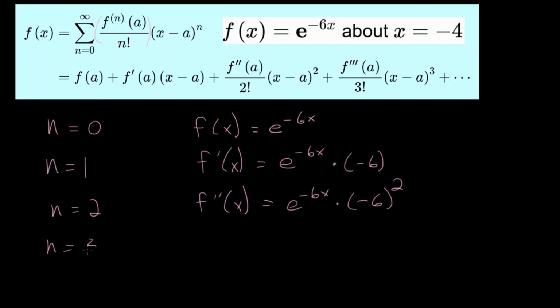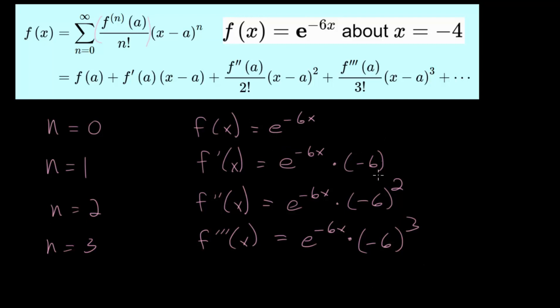Now we look at n equals 3. You might start noticing the pattern now, but we're looking at the third derivative, so the derivative of the second derivative. Again, we'll have this e to the -6x. This constant, -6 squared, will just carry along, and we multiply by the derivative of the inner function, which is, again, -6. So now we have -6 multiplied 3 times.